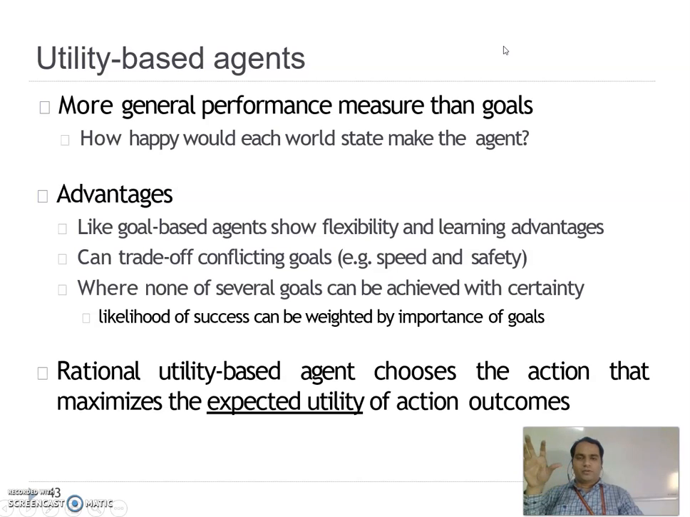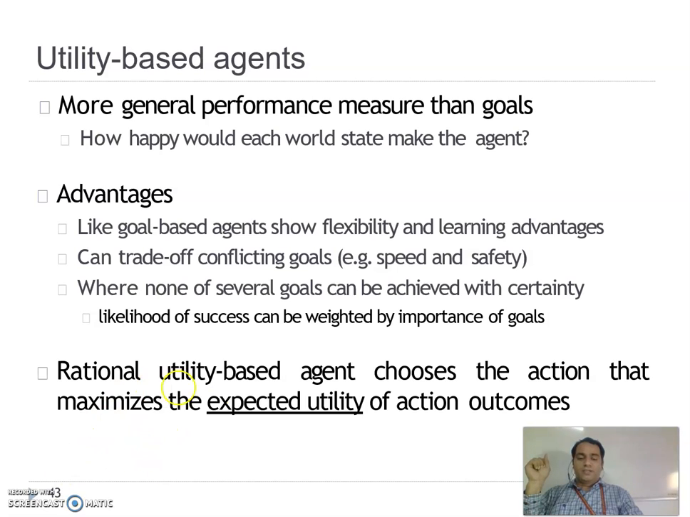So it is a more general performance measure than goals. How happy would each world state make the agent? That becomes the important point. Like goal-based agents, utility-based agents also show flexibility and learning advantages, and can trade off conflicting goals. Speed and safety, which is better? This is very important. Where none of several goals can be achieved with certainty, we can make use of utility-based agents. So the likelihood of success can be weighed by the importance of goals. Each goal can be given some likelihood and importance.